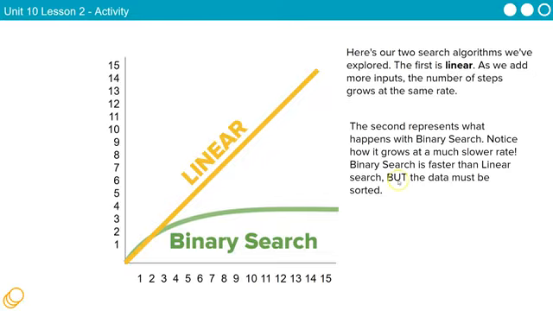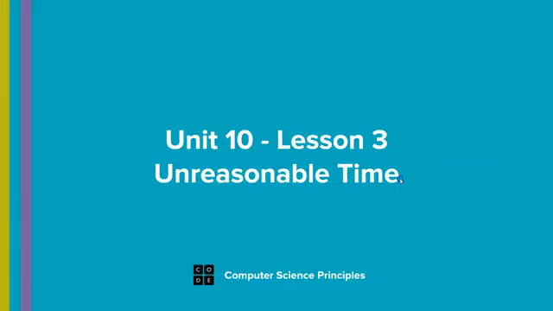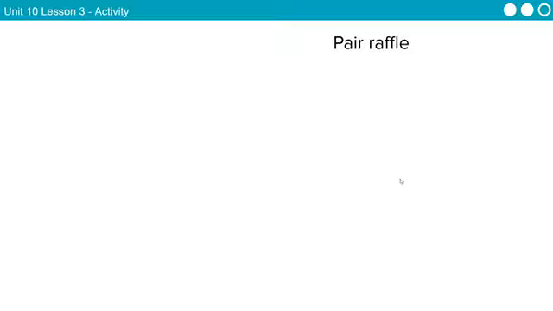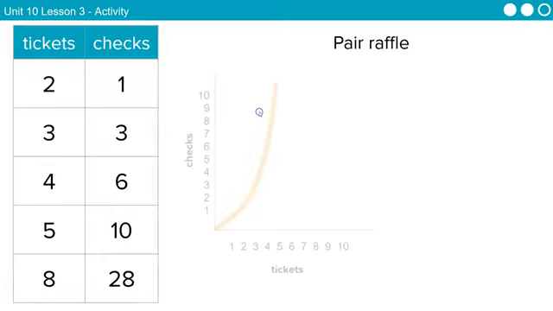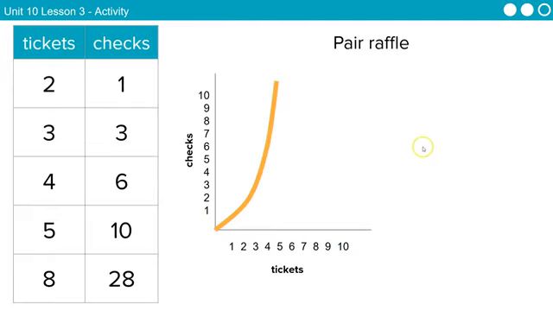So that kind of gets us to lesson 3. This has to do with unreasonable time. So if we were in class, we would be comparing 2 different raffles. One of them is called the pair raffle. The efficiency for this, we also call this the polynomial algorithm.